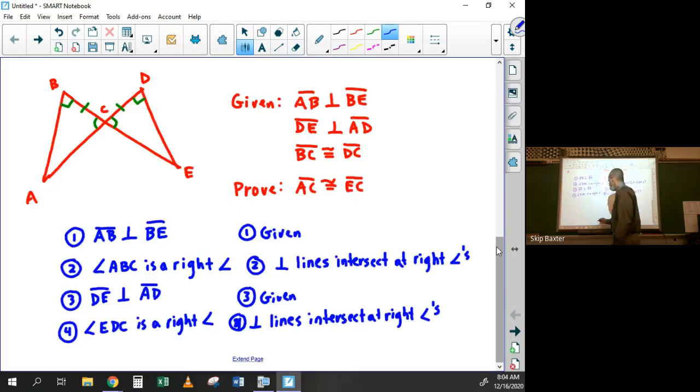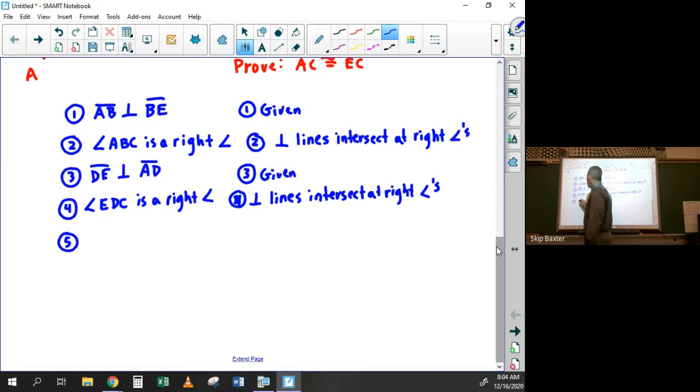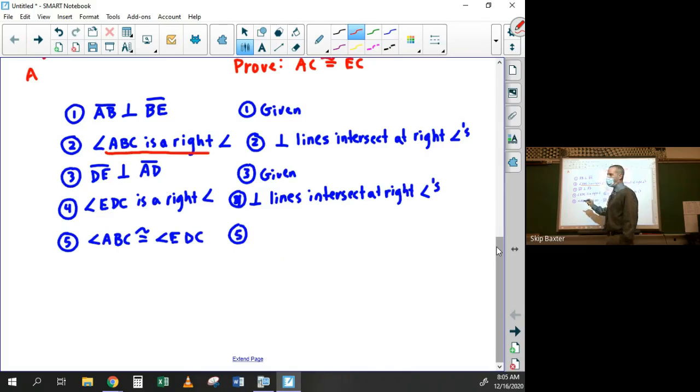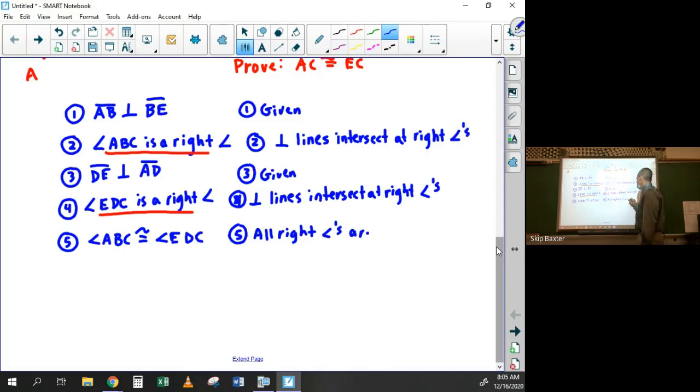Now, finally, after all that work, we can say step 5, angle ABC is congruent to angle EDC. And the reason for that is all right angles are congruent. We've established the fact that ABC is a right angle. We've established the fact that EDC is a right angle. So now ABC and EDC are congruent because all right angles are congruent. That's the hardest part of the proof, proving that first angle congruent. I just want to remind you how that works. The rest of the proof is really straightforward.